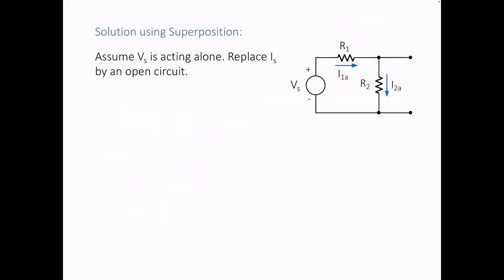With V sub S acting alone, okay, let me call this now I1A and I2A. No? That's because yung I1 natin is the total current. No? So this is just contributed by V sub S. I1A is equal to I2A, which is just equal to V sub S over R1 plus R2. No? Note that we only have one current that will flow through this circuit. That current is I1A, which is equal to I2A.